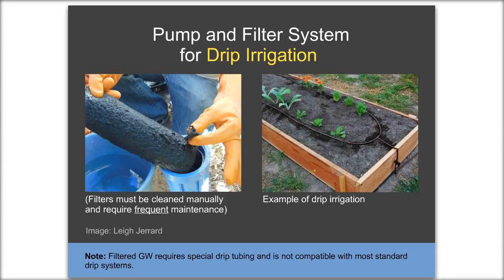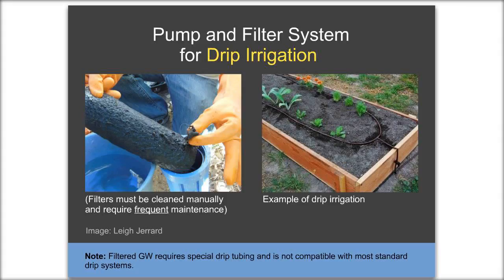This particular filter is a manually cleaned filter, so it requires someone to remove all those particles to wash that out on a regular basis so it doesn't get into the system. The picture on the right is just an example of drip irrigation. It's not actually a gray water irrigation system. But you can see how the water is spread out over a much broader area than the previous ones, which were directing the water in just specific points.